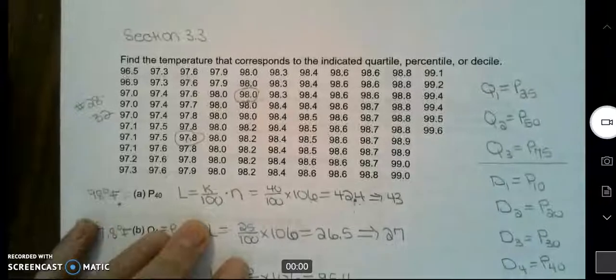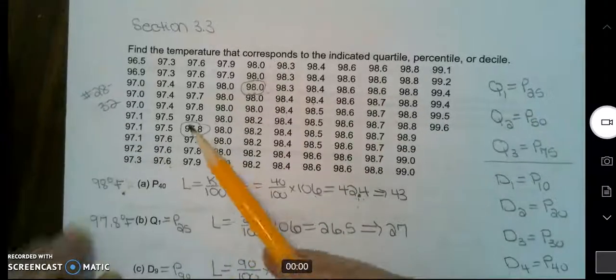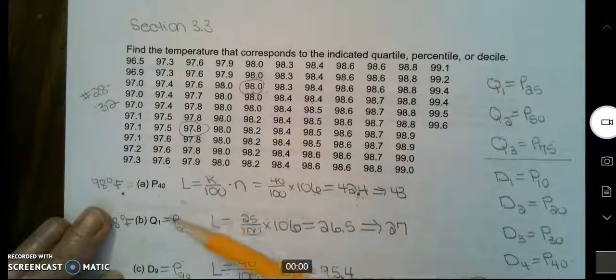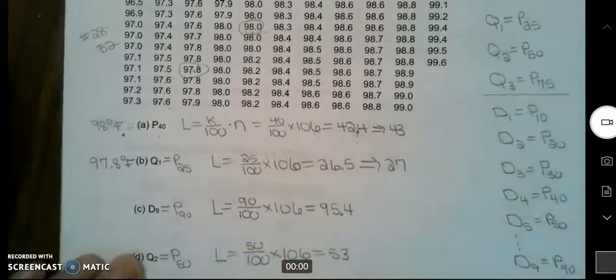Okay, so this is part A of this video where we're given temperatures. We're given a percentile and we want to find the value that corresponds to it. We did these two in the previous video. We're going to do these two next.